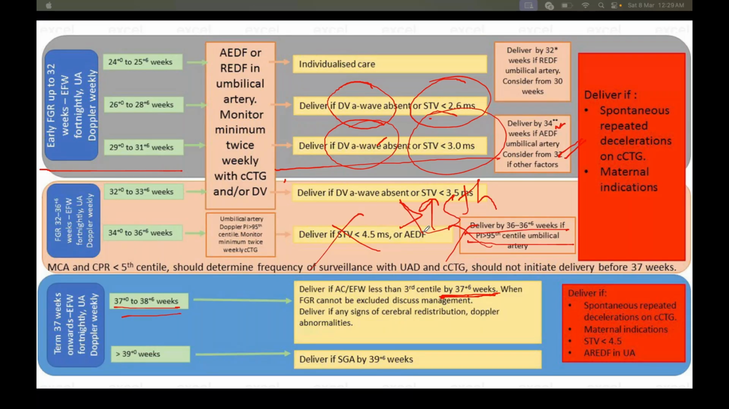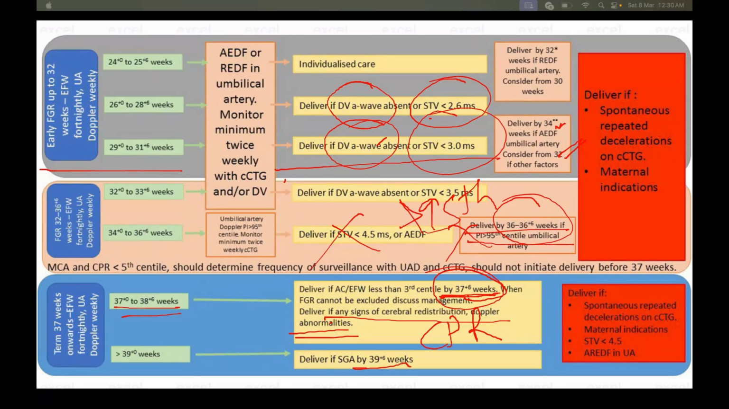So if umbilical artery is more than 95th centile, you deliver by 36 weeks, 6 days. And if there are signs of cerebral redistribution, you deliver after 37 weeks. We have already seen after 37 weeks, we look at the CPR. SGA babies can be delivered by 39 weeks, 6 days.